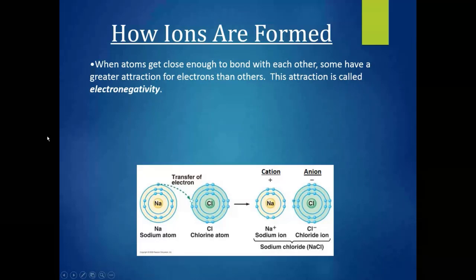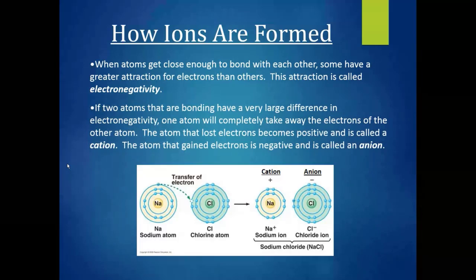But basically, when atoms get close enough to bond with each other, some have a greater attraction for electrons than others. That attraction is referred to as electronegativity. In many cases, there's not that big of a difference in electronegativity, and they just share the electrons together. But if two atoms have very big differences in electronegativity, one atom will be completely stripped of its electron by the other atom. So one completely gives away its electron and the other one completely takes it.